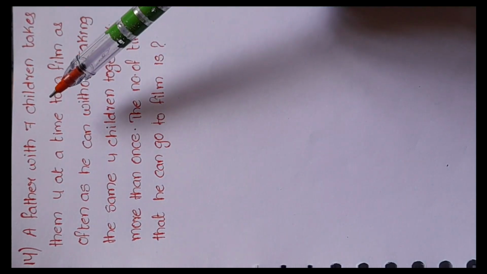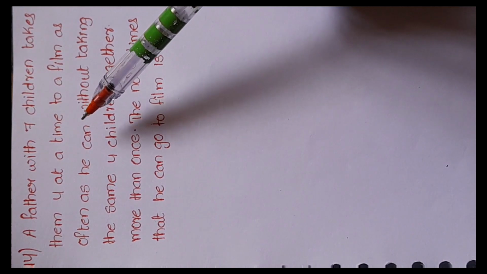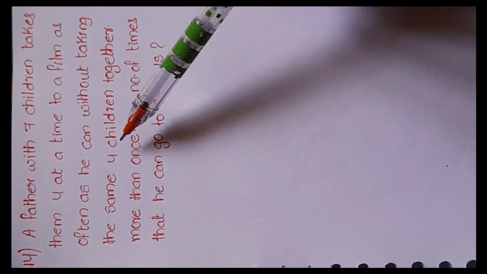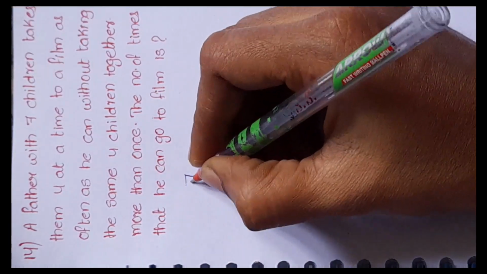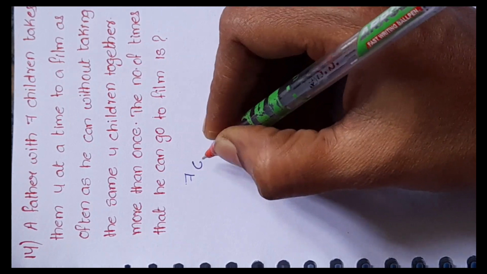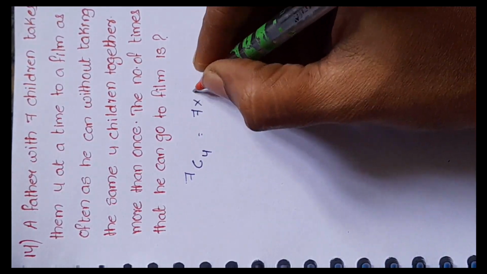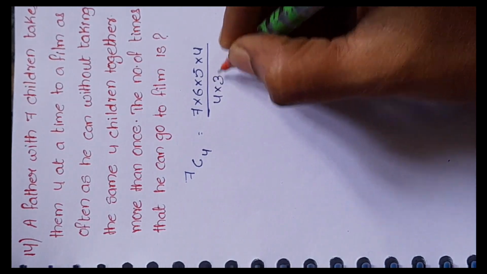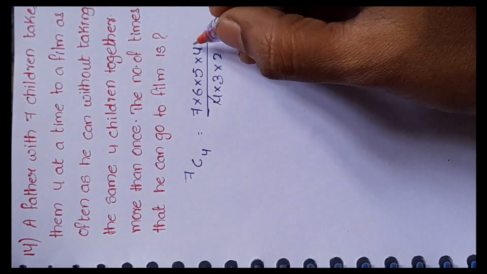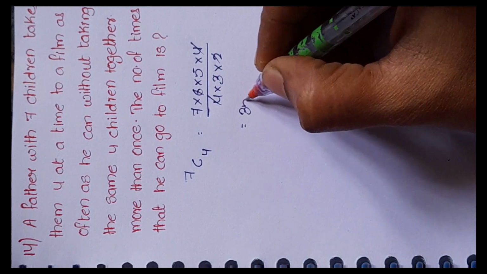14th question. A father with 7 children takes them 4 at a time to a film as often as he can without taking the same 4 children together more than once. The number of times that he can go to the film is, there are a total of 7 children and he takes 4 at a time. So 7C4. That is 7 into 6 into 5 into 4 by 4 into 3 into 2. On cancellation, we get 35 times.